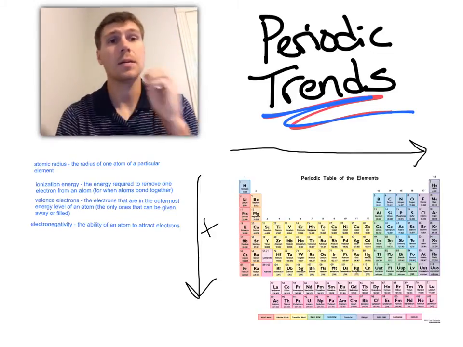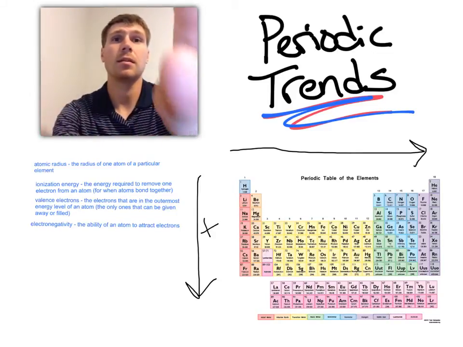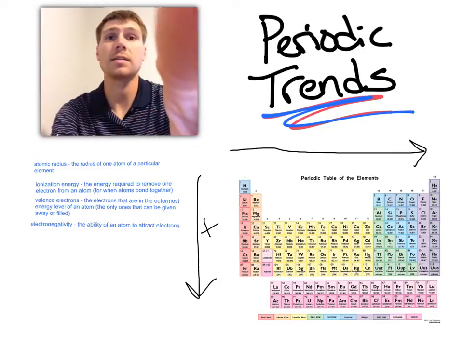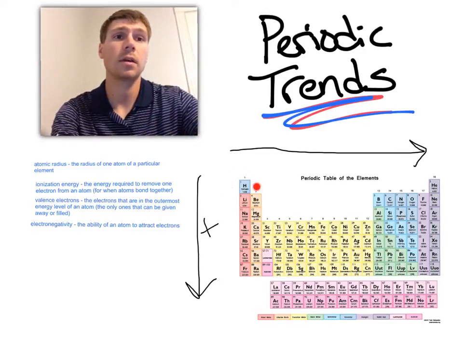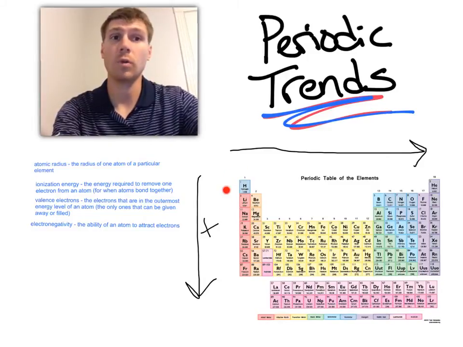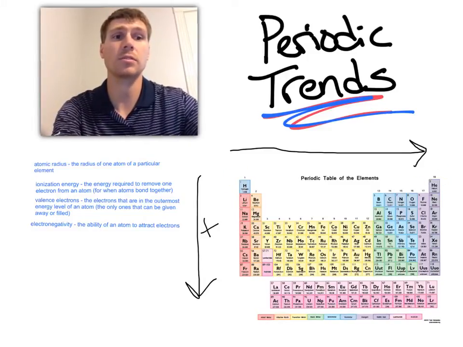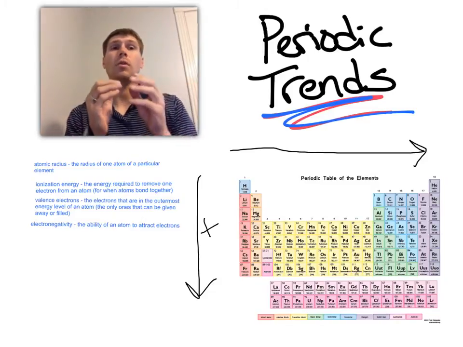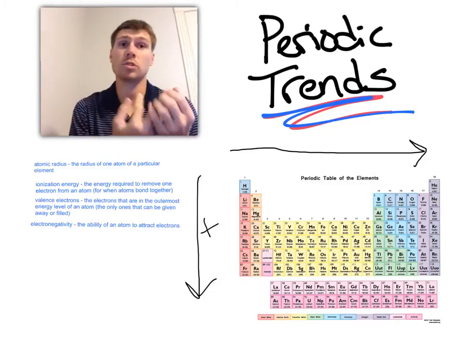Now, think about this again. As we go across the periodic table, hydrogen has 1 electron, 1 proton as well. Helium has 2 electrons and 2 protons. Well, now we're getting more and more and more charge.